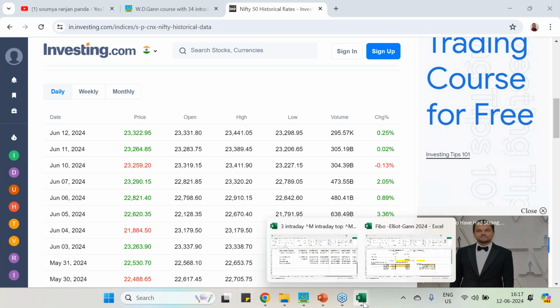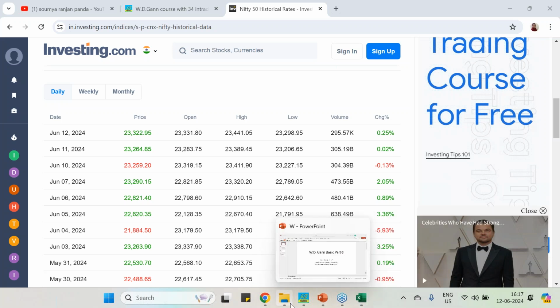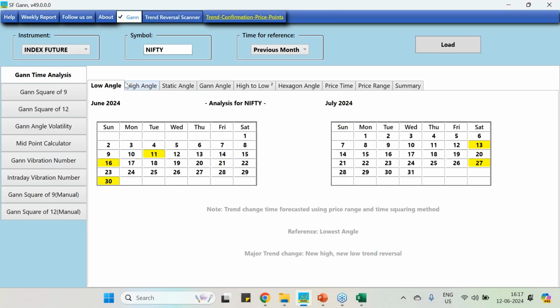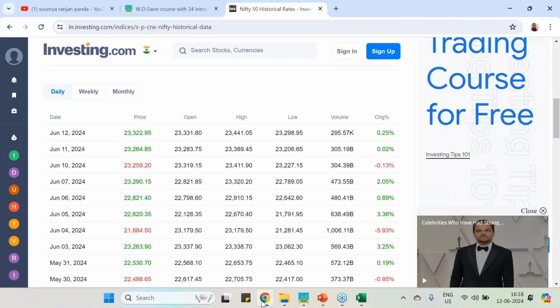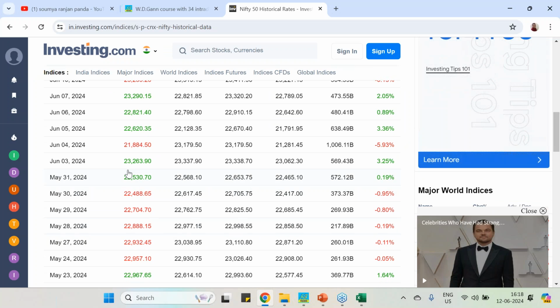So we expected a positive opening or positive closing, and it has happened. If I go back to another day, the first of June was the trend change date. You can say the first was a Saturday, then Sunday, and the third was Monday. So the 3rd of June was Monday, and that was also a great move.